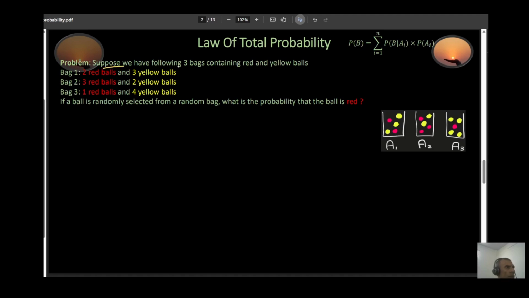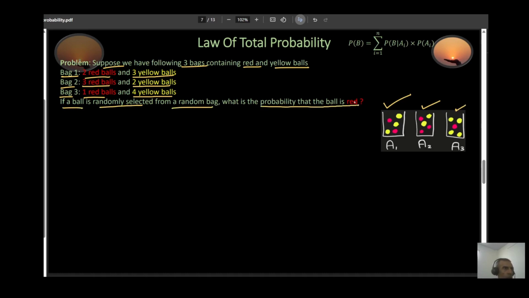Suppose we have the following three bags containing red and yellow balls. Bag 1 contains 2 red balls and 3 yellow balls, which is this one right here. Bag 2 contains 3 red balls and 2 yellow balls. That would be this bag right here. And bag 3 contains 1 red ball and 4 yellow balls. That would be this bag right here. If a ball is randomly selected from a random bag, what is the chance or the probability that the ball is going to be red?